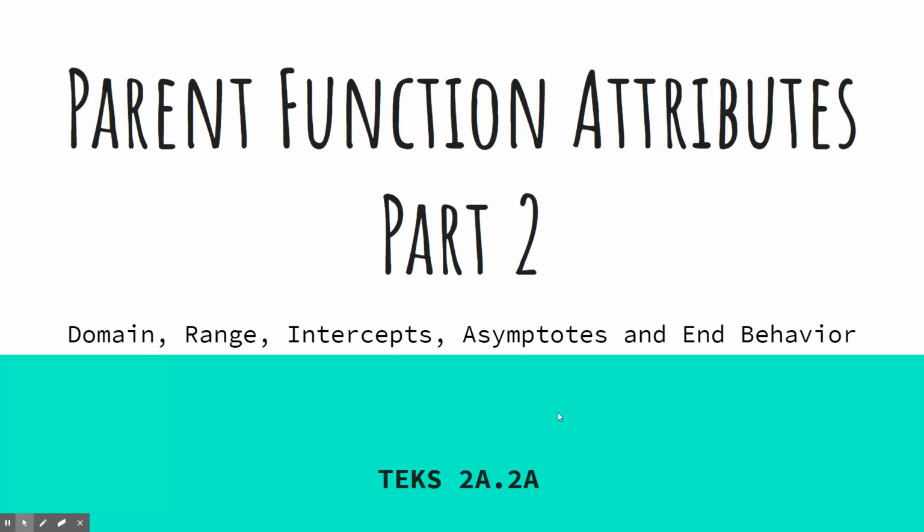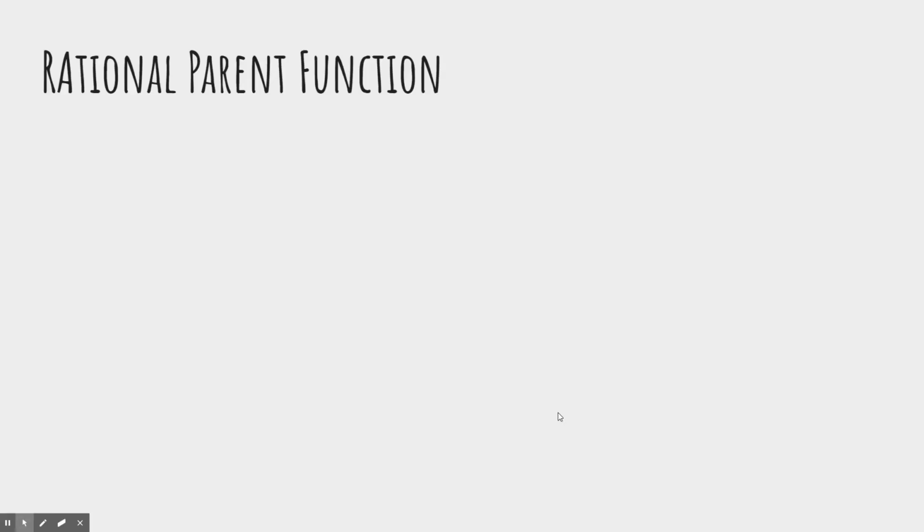Today we'll be discussing parent function attributes. This is part 2. We'll be discussing domain, range, intercepts, asymptotes, and end behavior. This is TEKS Algebra 2A. First, we're going to discuss the rational parent function.